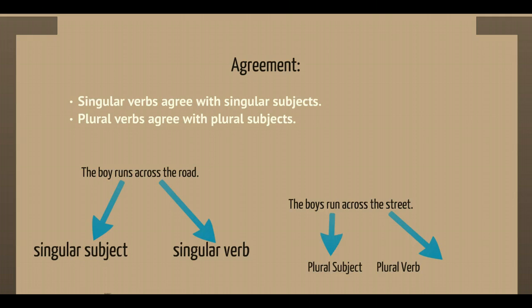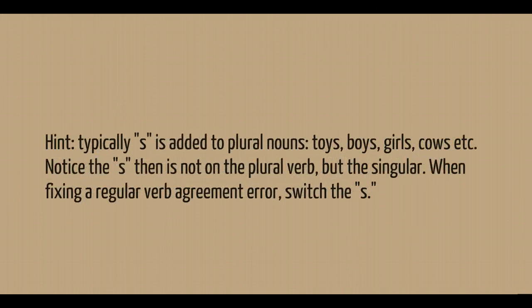Now I want you to look closely at that and see what you notice. Because here's a little hint that I have for you. Now this hint only works when you're using regular verbs. Okay, so be careful with that. But typically, an S is added to plural nouns. If I have more than one toy, I have some toys. More than one boy, boys. More than one girl, girls. More than one cow, cows, and so on and so on.